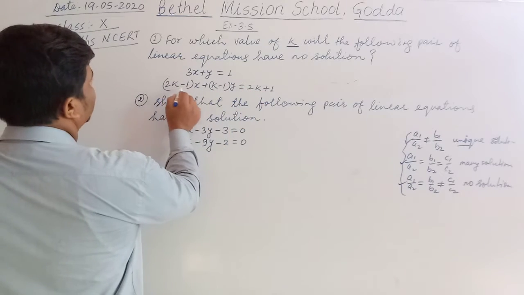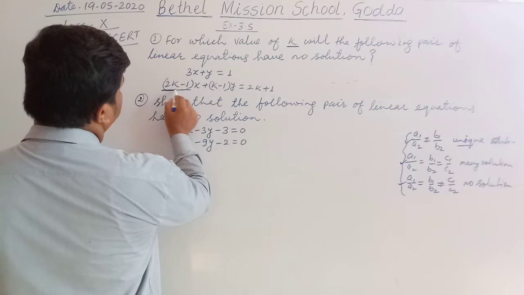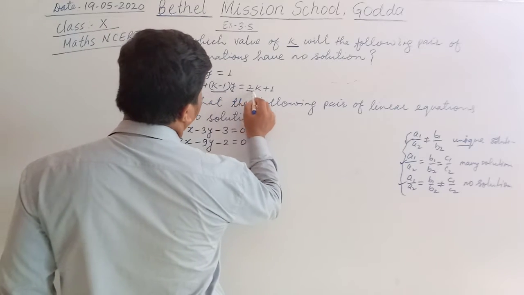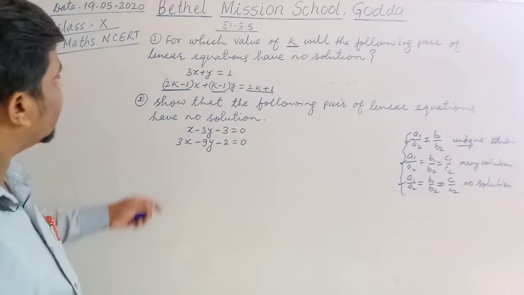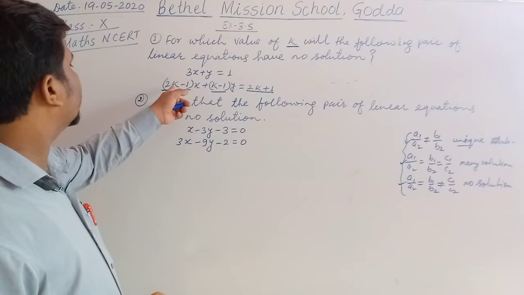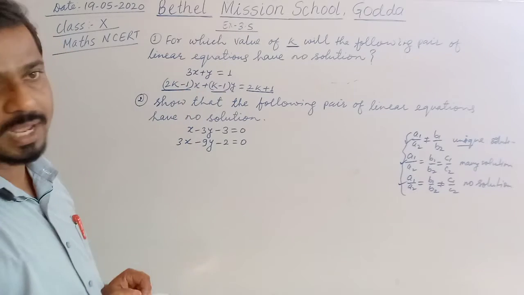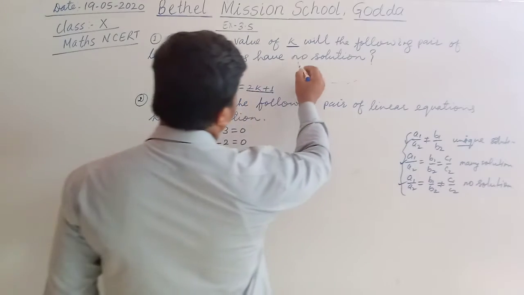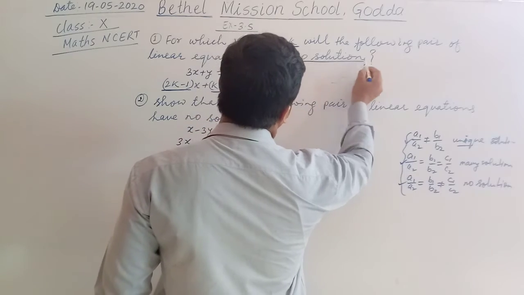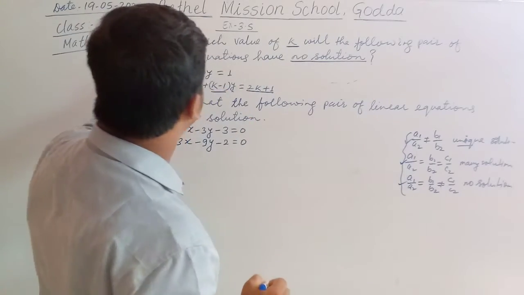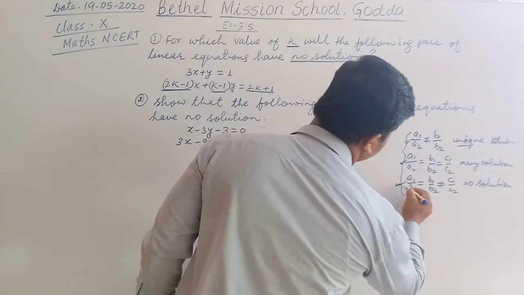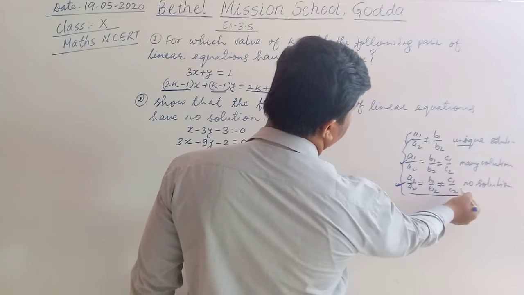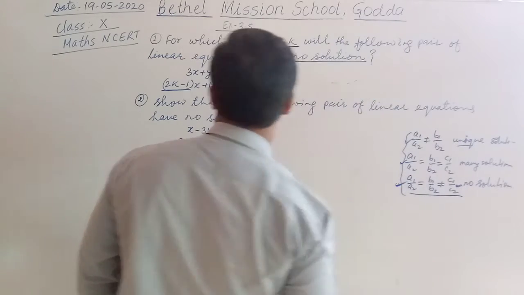So you can see in the coefficient of x, coefficient of y and the constant part, there are numbers with variables, 2k minus 1, k. So we have to find the value of that variable, and it is saying there is no solution, means the pair of linear equations have no solution. And you know that for no solution we have the property a1 by a2 equal to b1 by b2 not equal to c1 by c2, means we will use this property.